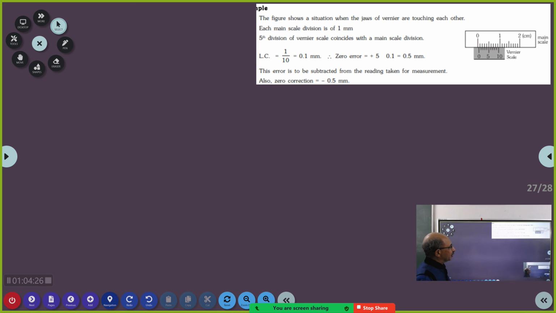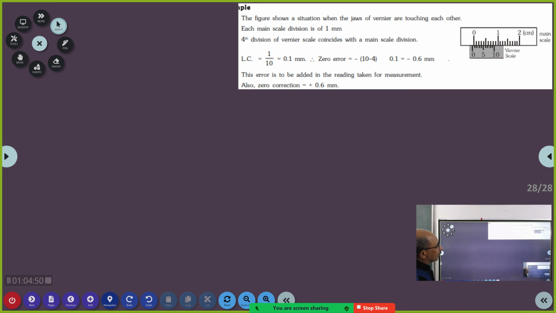It's just an illustration. So here you see already, when the jaws are touching each other, with no object there, it is already giving a zero error of 0.5. The fifth division is coinciding. So whatever reading you get, from that you have to subtract 0.5 millimeters, just to illustrate it. Okay.